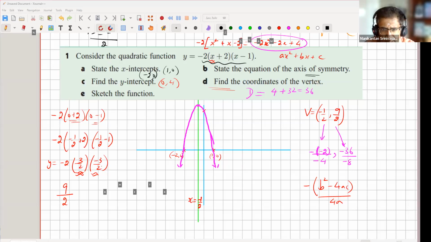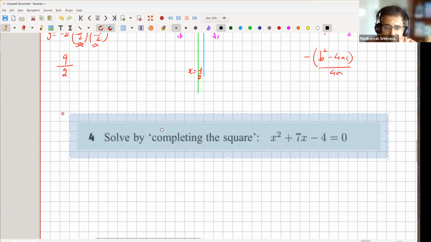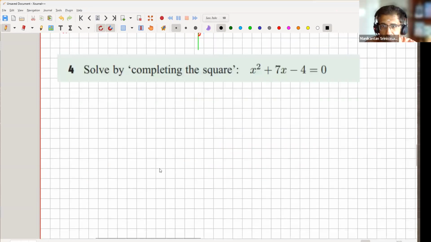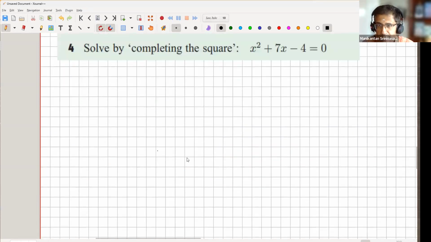Solve using exact answers. Okay, can we do question 4? Solve by completing the square. X square plus 7x minus 4 equal to 0. By completing the square, solve it. And then we'll verify it using the quadratic formula also. But I want you guys to get practice of completing the square. You already know the answer by doing minus b plus or minus, but keep that for verification.